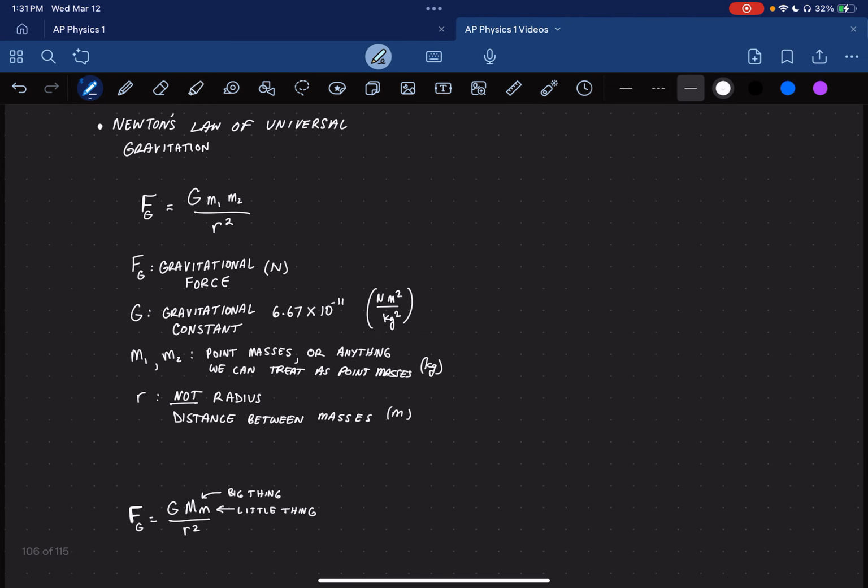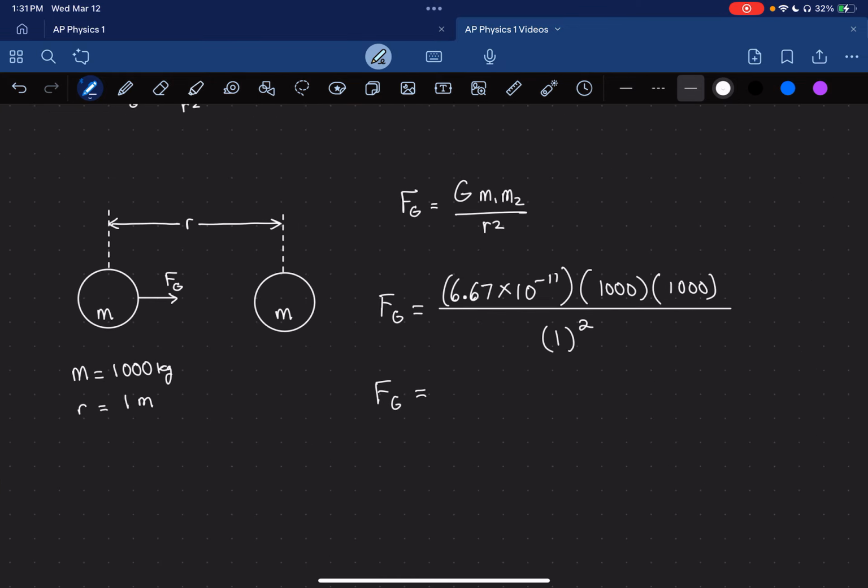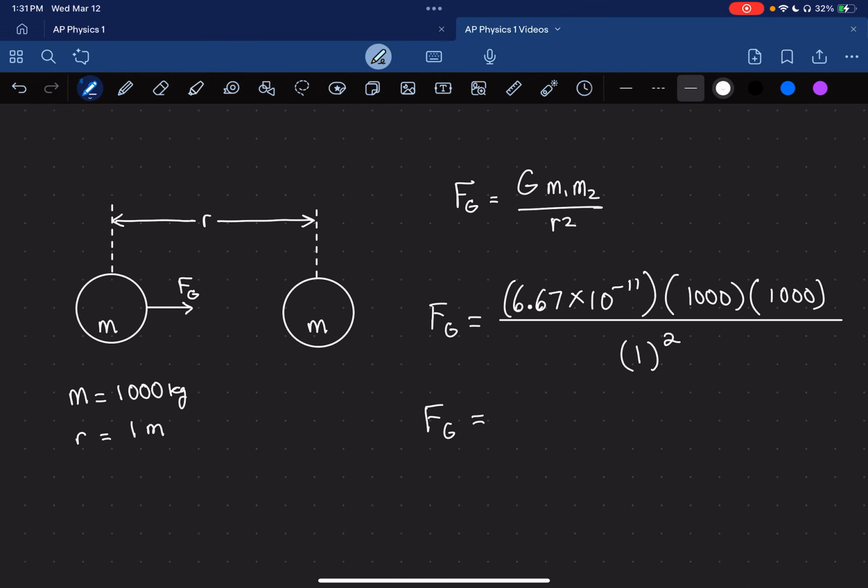Sometimes when an object is much more massive than the other, instead of M1 and M2, we'll use capital M and little m. And let's go ahead and see how we would solve one of these problems. Here we have two masses of 1,000 kilograms each. The distance from their centers, we treat them as point masses. The distance is 1 meter.